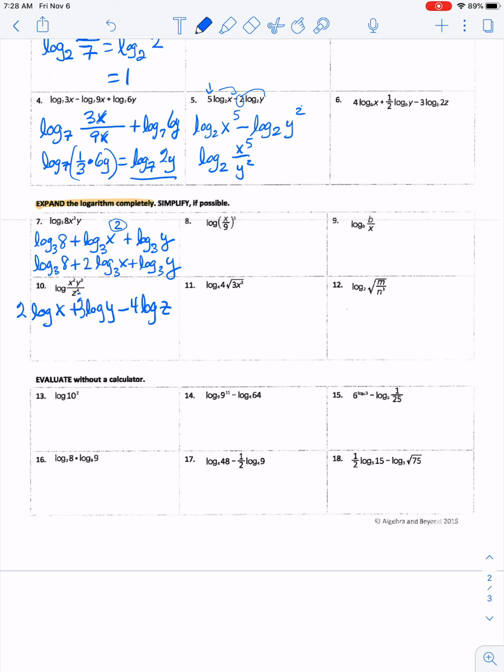Down at the bottom, you're just doing a little bit of evaluating without a calculator. Again, you're just practicing rules. Like this first one, log, remember this is base 10, of 10 to the 2nd. Well, that's just 2. Or like log base 9 of 9 to the 11th is 11. 64 is like 4 to the 3rd, if you think about that. So that's like saying log base 4 of 4 to the 3rd. So that part's just 3. So 11 minus 3 is 8.